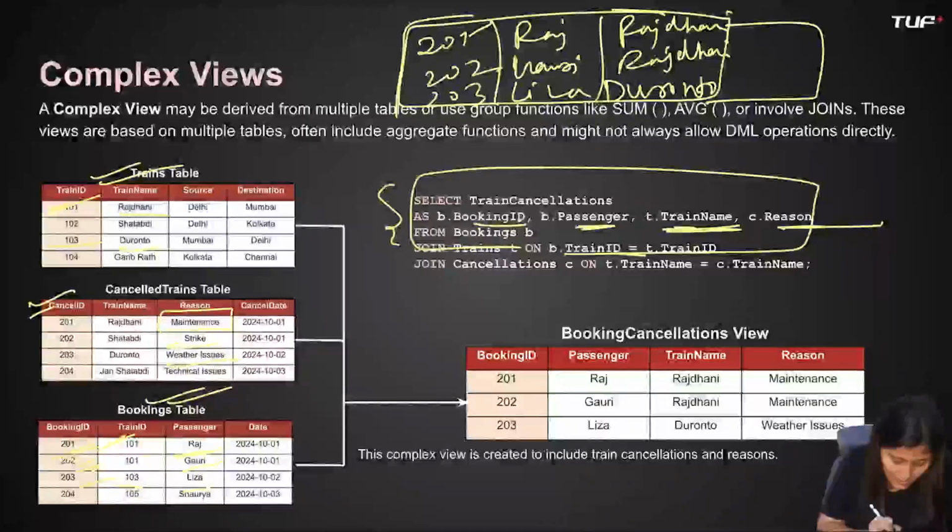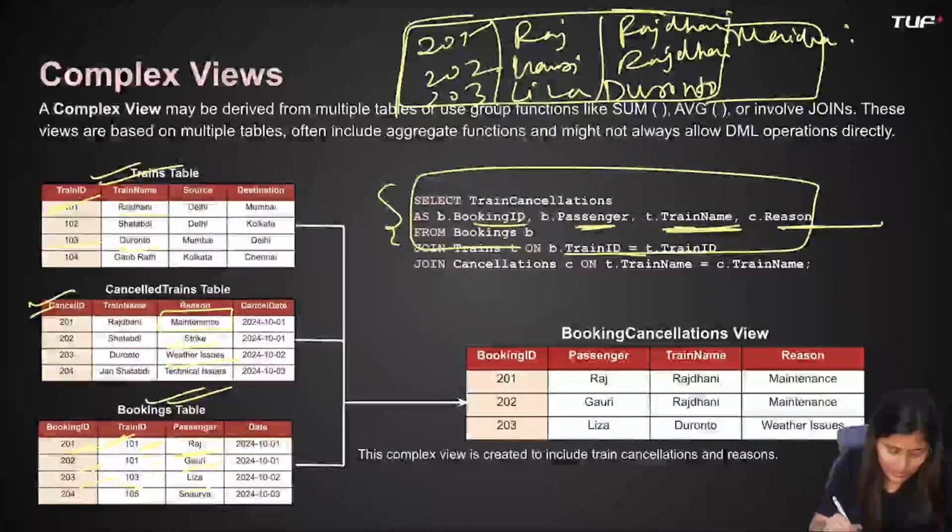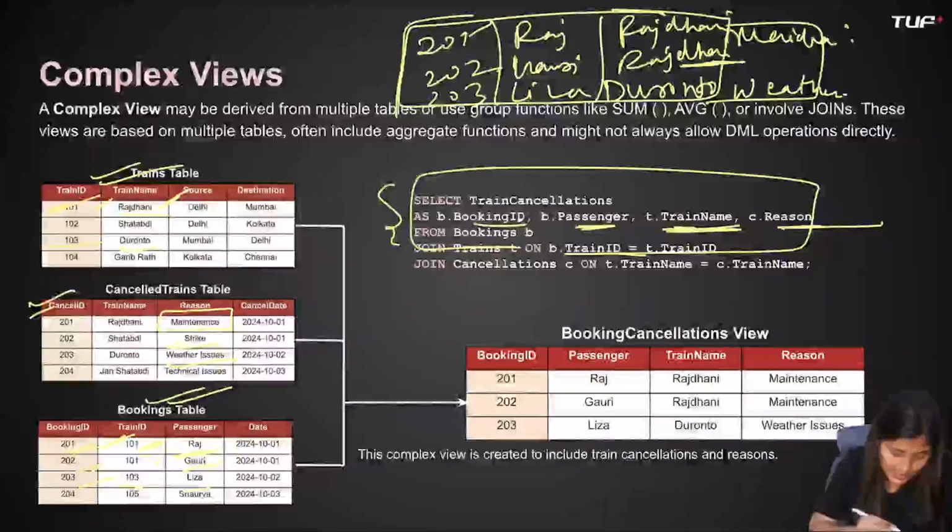Okay, no, 202 is not there, right? 101 was matching. Okay, so you can say maintenance and then weather issues for the last one. As the train name is both Rajdhani, right? So for Rajdhani, having the train ID 101. Okay. Again, maintenance. So this is the result of the first query.